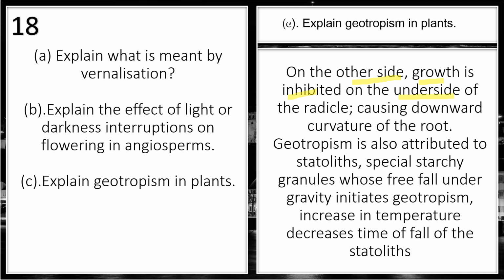On the underside of the radicle, growth is inhibited, causing downward curvature of the root. Geotropism is also attributed to statoliths, special starch granules whose free fall under gravity initiates geotropism. Increase in temperature decreases the time of fall of the statoliths.